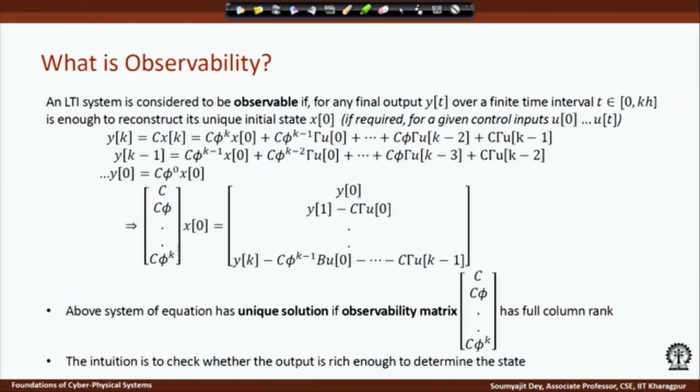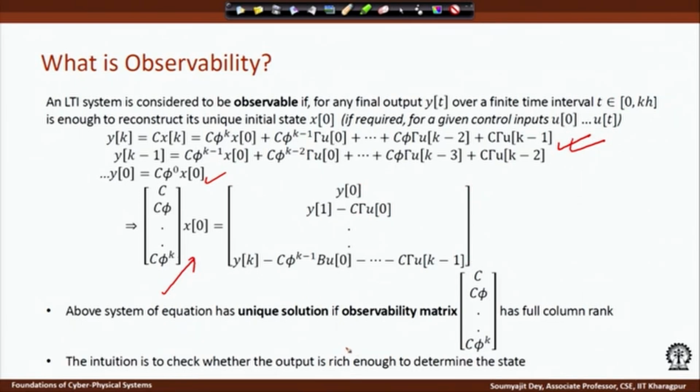Now, look at a similar sequence of equations for y k. You can express y k in terms of x k, and similarly you can write x k as an expression unrolled up to x naught, and u naught up to u k minus 1, like we discussed earlier. Similarly, you can write that for y k minus 1 and up to y 0. And from this system of equations you can write this representation.